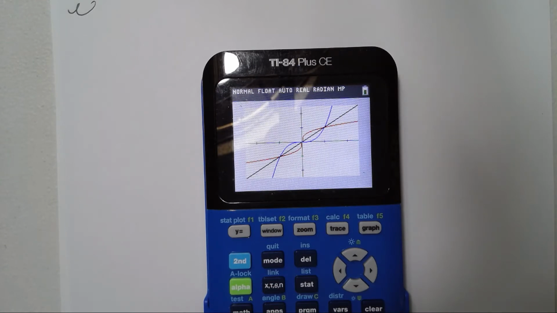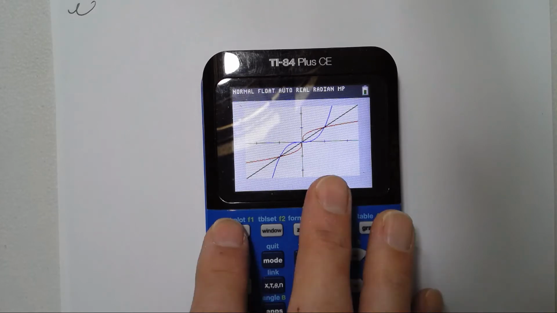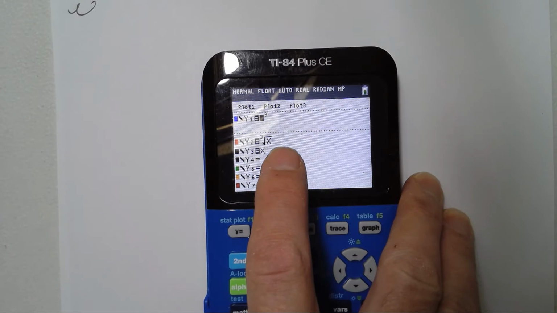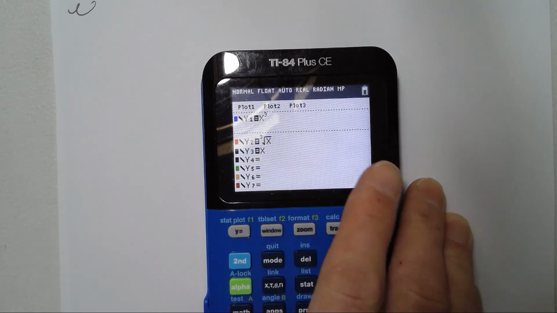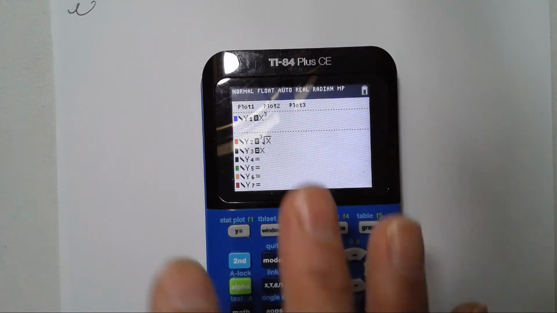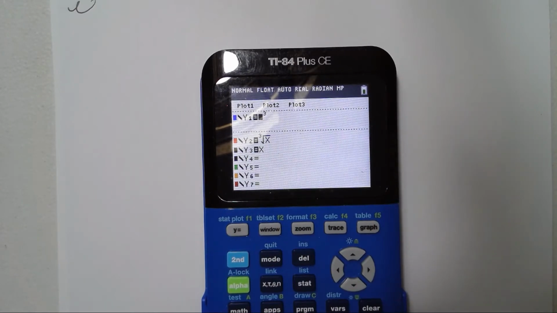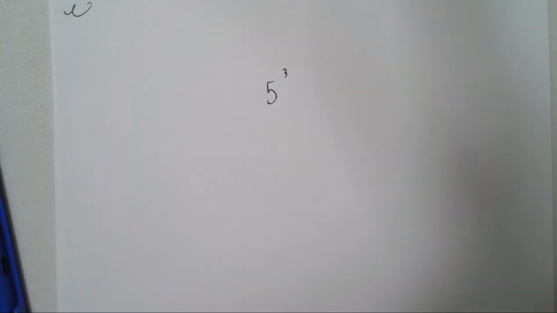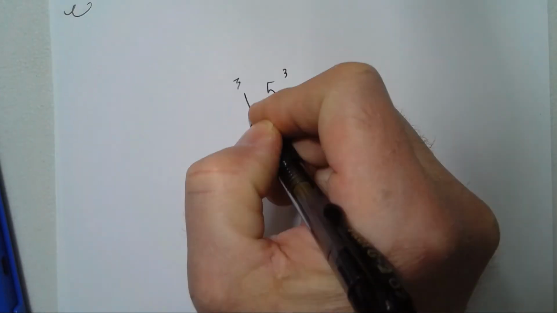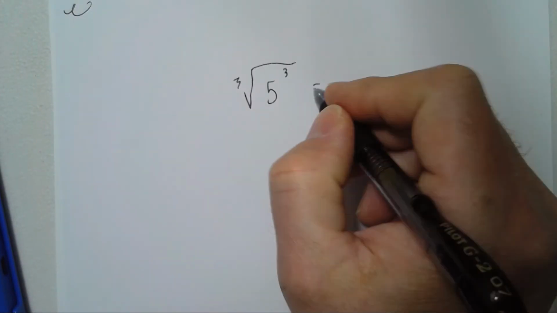So we already knew that x cubed and cube root of x are inverses because it's the opposite of the operation. Just like if I graphed y equals x squared and the square root of x, those are going to be inverses because they're the opposite of each other. If I had 5 cubed and I wanted to undo the cube, I could take the cube root of this and we're just going to be left with 5 on the inside.